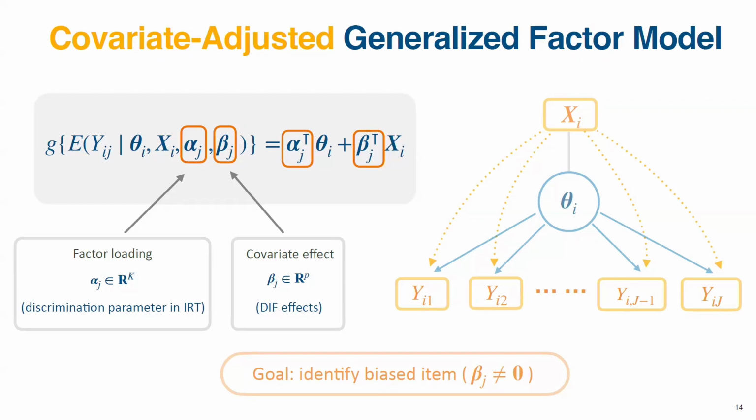And alpha, following the factor analysis literature, is the factor loading vector for the jth question. So now we have the factor loading and the covariate effects. Using this graph, beta corresponds to the effect of the dashed line, and we want to know whether they exist or not. And alpha corresponds to the solid line from theta to Y. That's the factor loading, where theta is not observed.